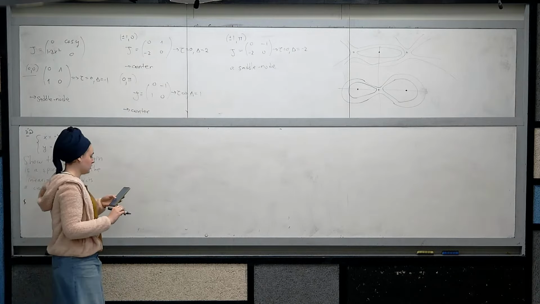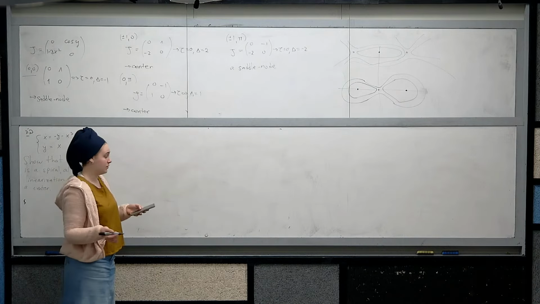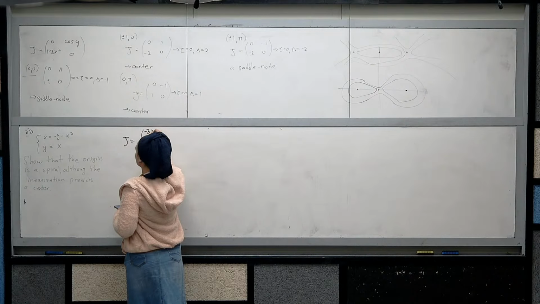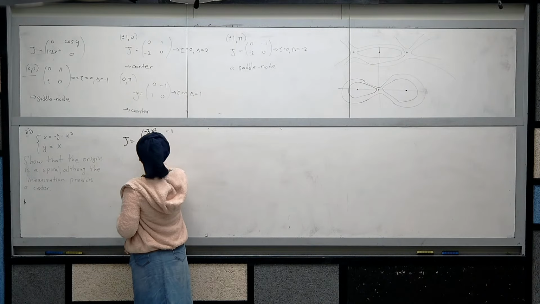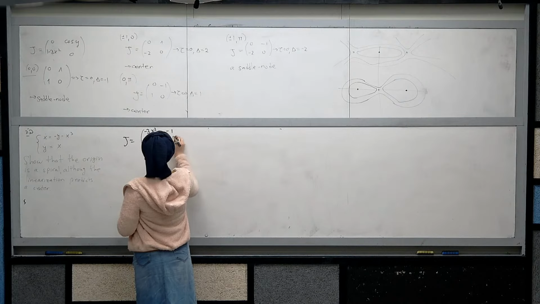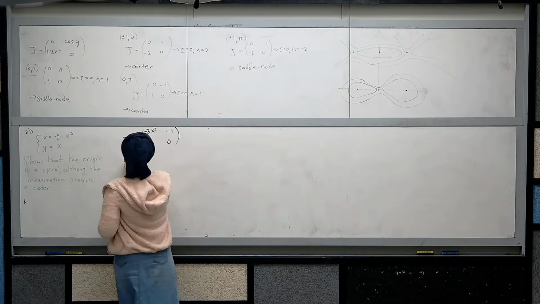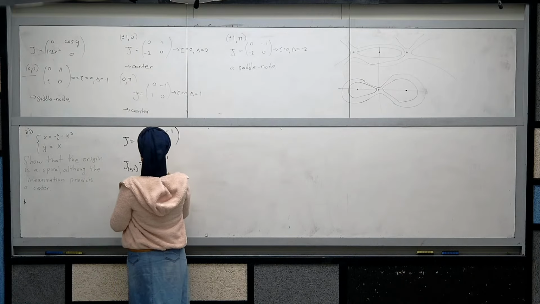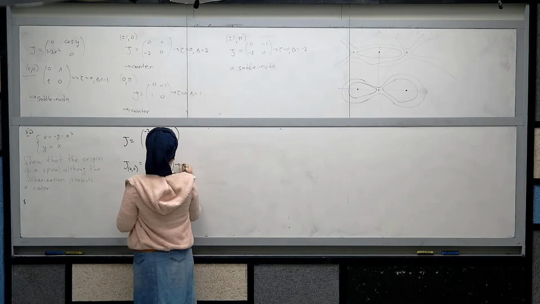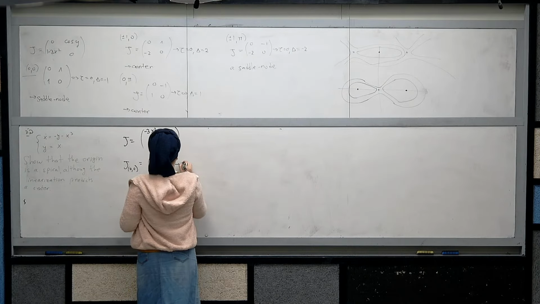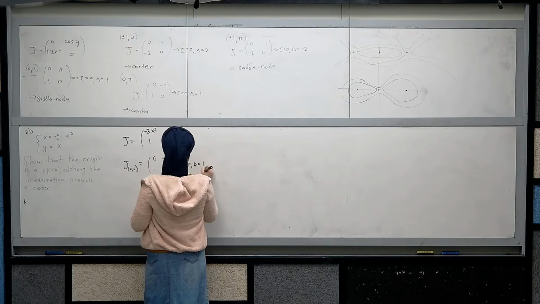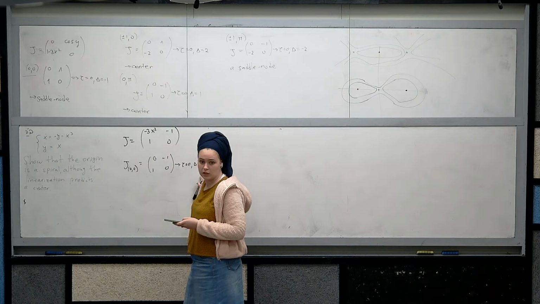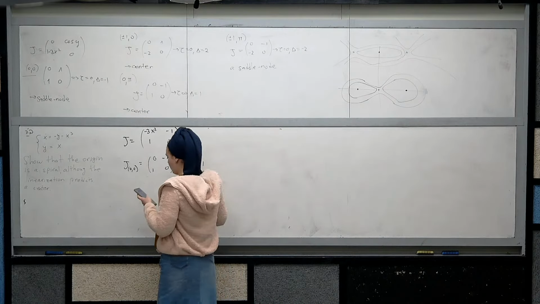Okay, so let's start with the linearization. We have the Jacobian: minus 3 x squared, minus 1, 1, and 0. At the origin, at (0,0), we get 0, minus 1, 1, and 0. That means tau is 0 and delta is plus 1. We are on the center line, right?